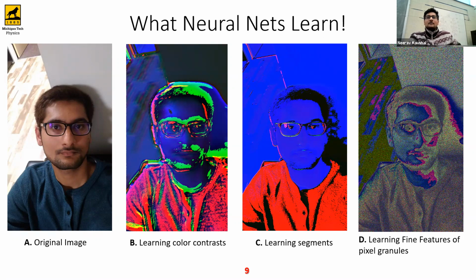So it has divided the whole picture into two segments, one of my shirt and another one in the blue. It's also trying to do its best to differentiate between my metallic spectacles as well as the boundary between wall and the floor. And at the very last, it's trying to learn the fine pixel granules.